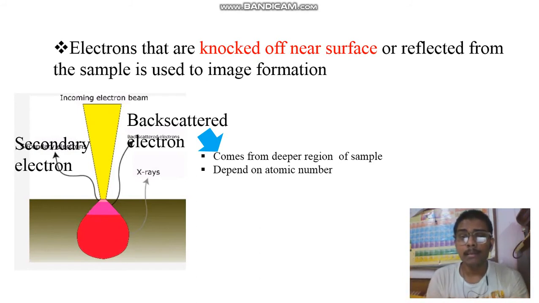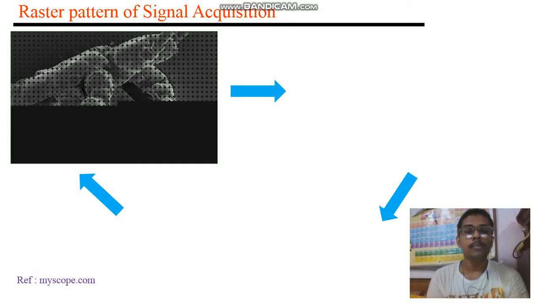Okay, the mechanism of image formation actually happens by the raster pattern of signal acquisition that has been shown in the next slide. So what is the raster pattern of signal acquisition? If you want to know that, please listen carefully to the story I will tell now.